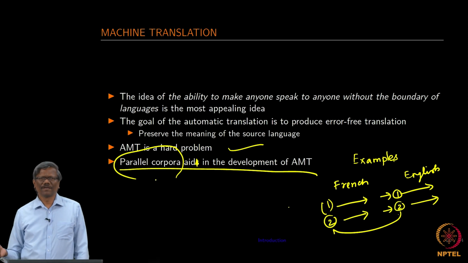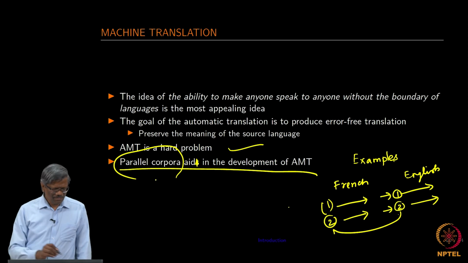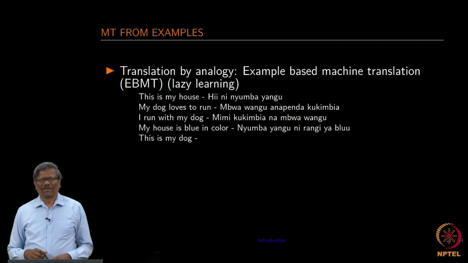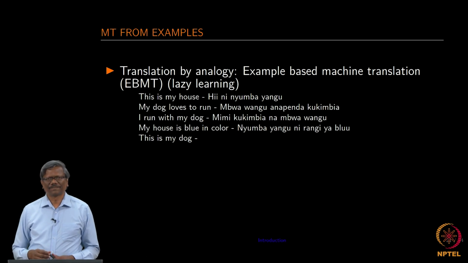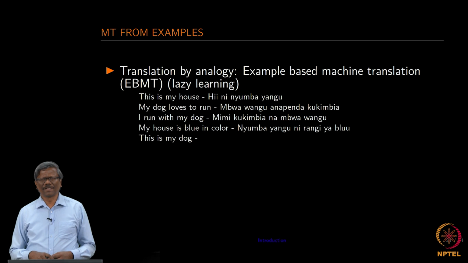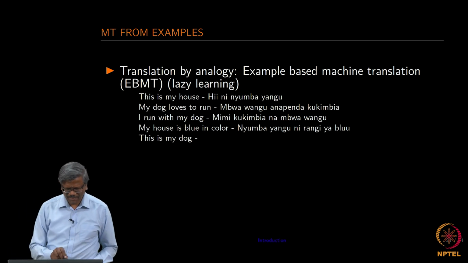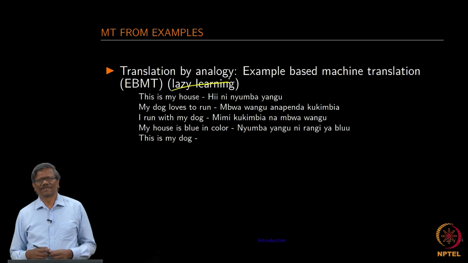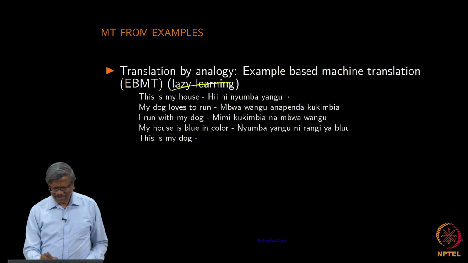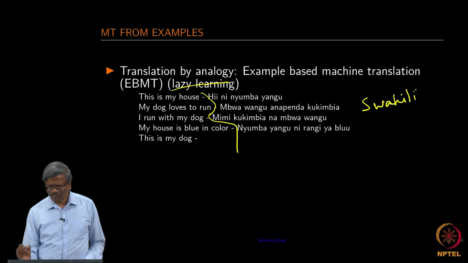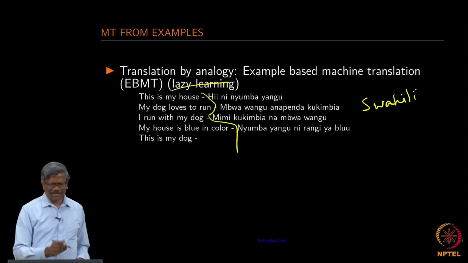So, it should be available for the machine to learn, like we had seen earlier, right. So, we need the parallel corpora in order to really understand the translation process. So, we can do this by analogy, or you can also use a lazy learning mechanism to understand a language. For example, this language that I have here on the right side is Swahili, and this is English.